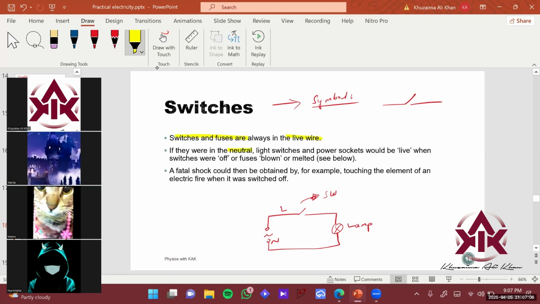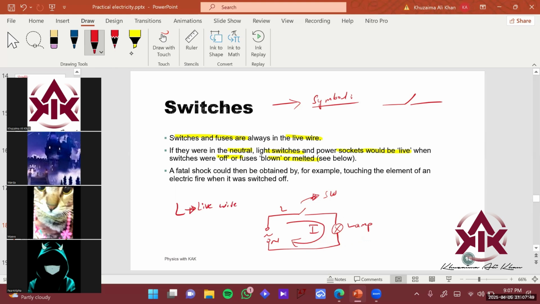If they were in neutral, light switches and power sockets would be live when the switches were off, and the fuse would melt. Conventionally, we believe the supply moves from positive to negative, so the live wire is positive and neutral is negative. It is important to block the supply from the live side. If you put the switch after the lamp, the current would still move up to the lamp and would destroy it if excess current flowed through this circuitry. So it is always kept in series with the live wire. L means live wire.